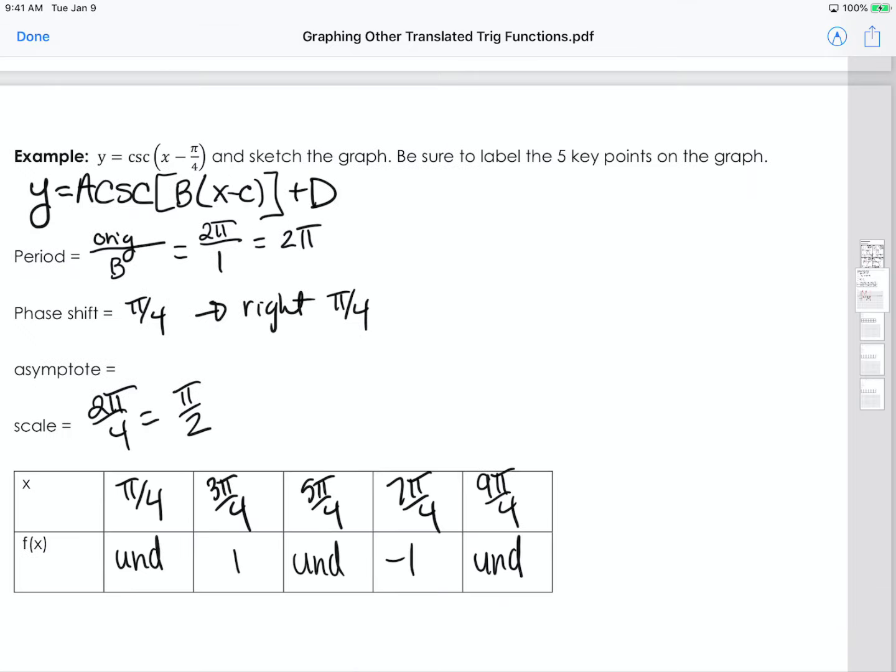Okay, now that we have our table made out and we can see where it's undefined, that's where our asymptotes are. So I'm going to go back up to where it says what are the asymptotes, and I'm going to put down that at x equals pi over 4, at 5 pi over 4, and at 9 pi over 4. That's where we have our asymptotes for this function.